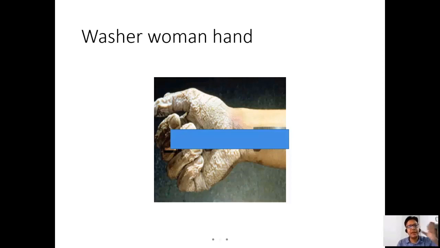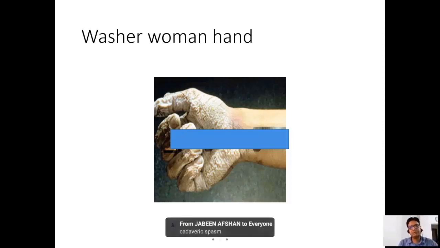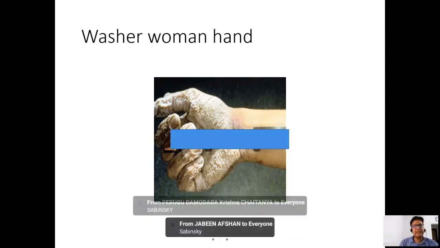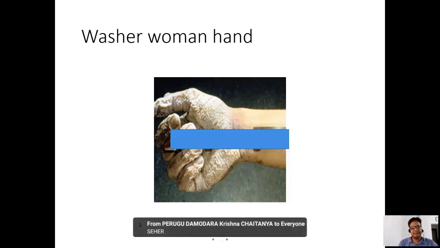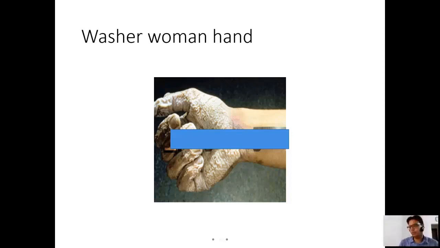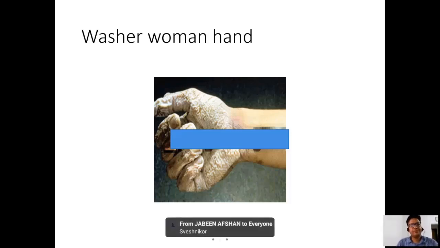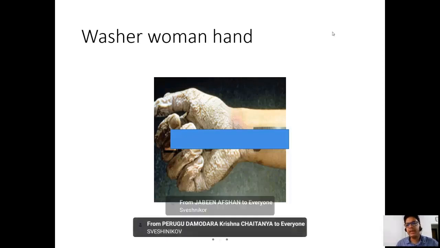Small spleen in drowning, what is the name of the sign? Yes, it is Sabinski sign. Stomach mucosa rupture, what is the name of the sign? S for stomach, Sehet sign. Paranasal sinus contains water, what is the name of the sign? Sveshnikov sign. Very good, my dear friend.